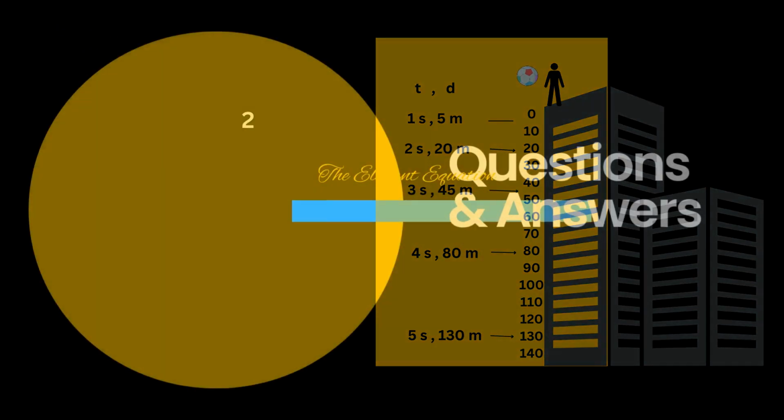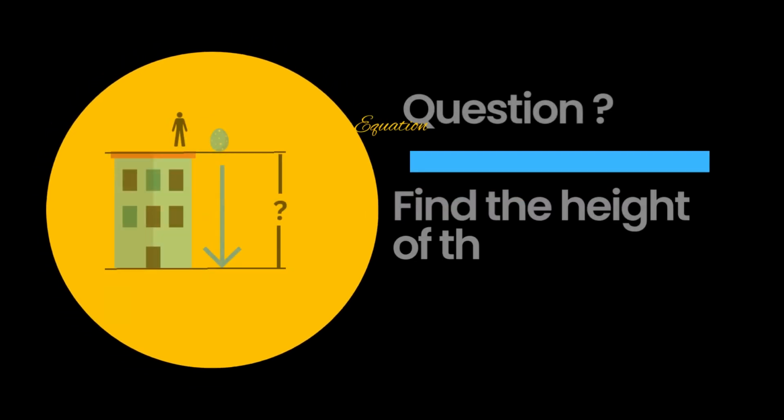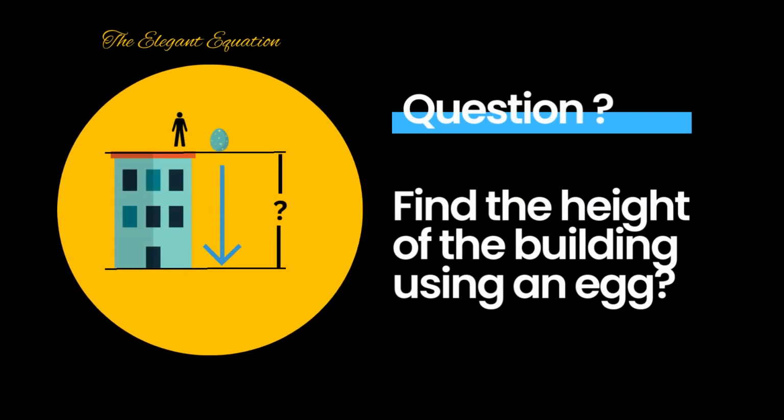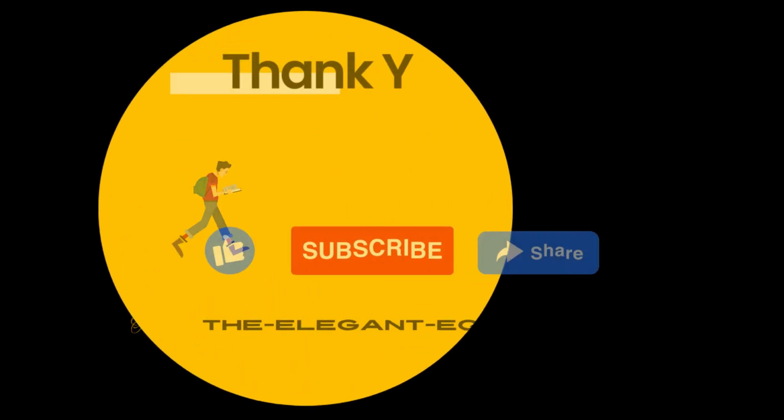Try it. In our questions and answers portion, we are going to find the height of the building by simply dropping an egg from the top to the ground. In this problem, the guy is 6 feet tall. The weight of the egg is 65 grams. The wind velocity is 3 meters per second. What is the height of the building? Answers: the height of the building will be discussed and calculated in our next session.